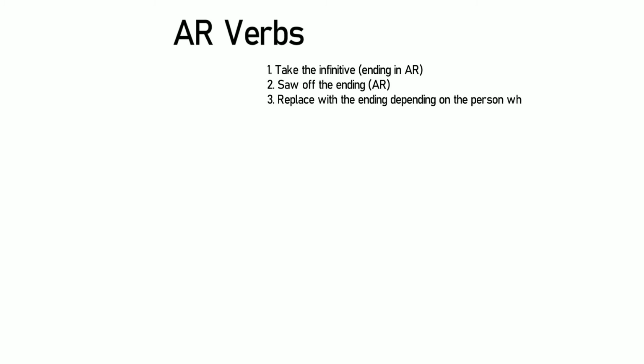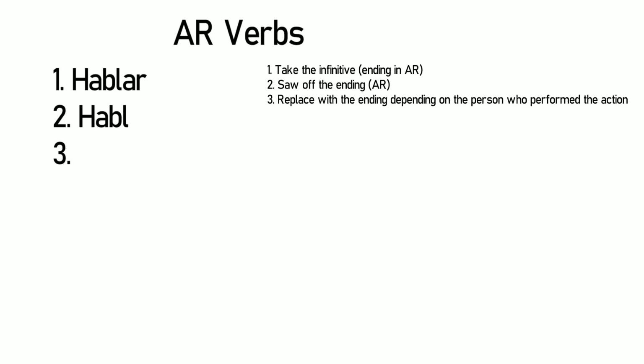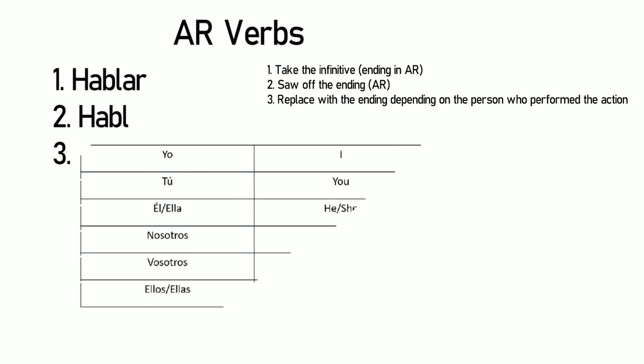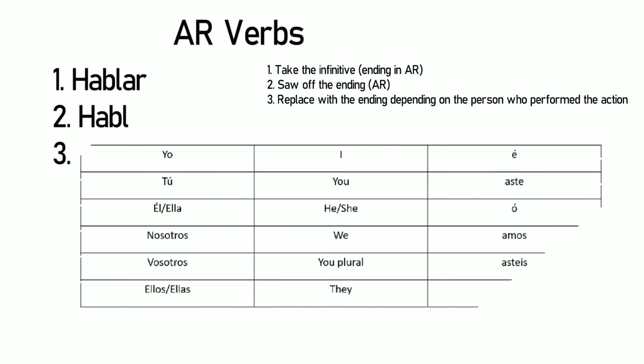So for AR verbs, I will use hablar as the example as always. So we perform our 3 steps. We take the verb, remove the AR, and replace with the following endings. So for yo, I, it's é. For tú, it's aste. For él o ella, it's ó. For nosotros, amos, vosotros, asteis. And for ellos o ellas, it's aron.